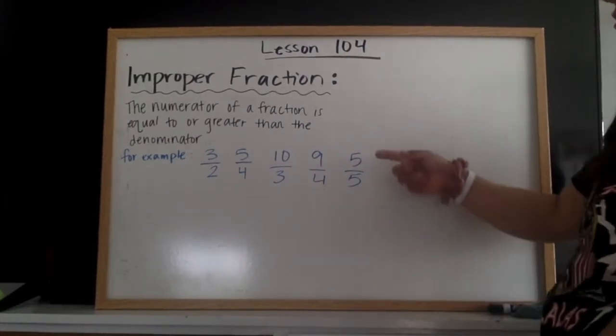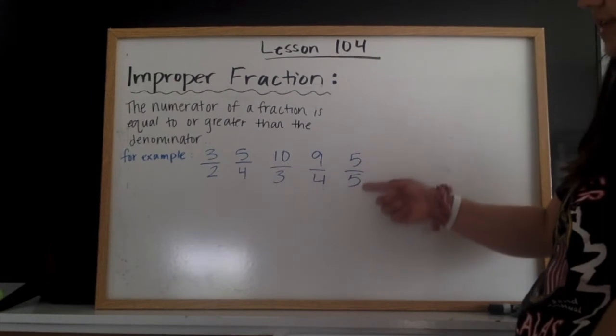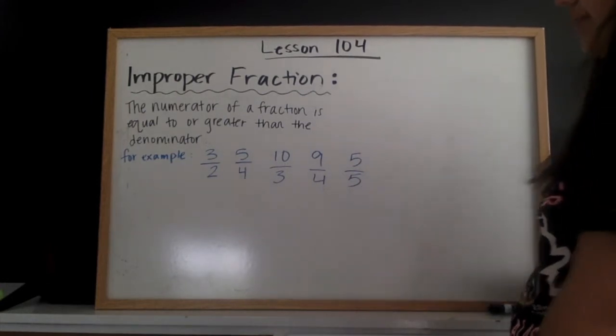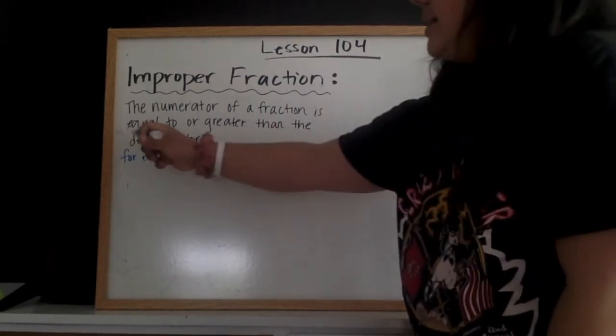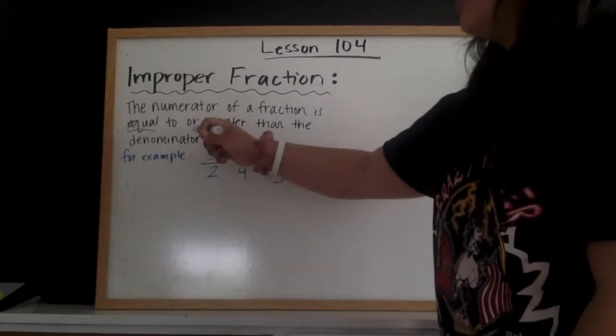5/5. The numerator is equal to the denominator. And that one's okay because in an improper fraction, it's got to be equal to or greater.